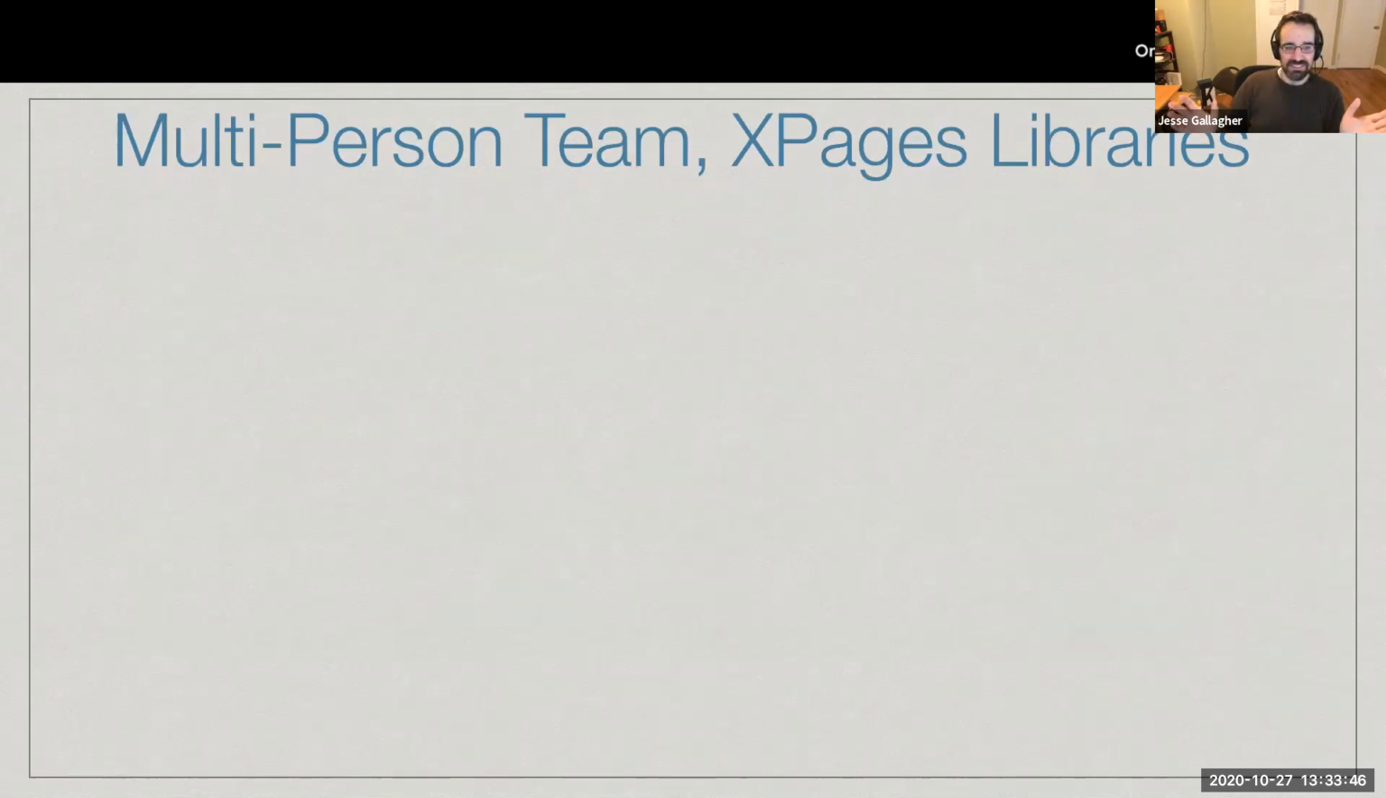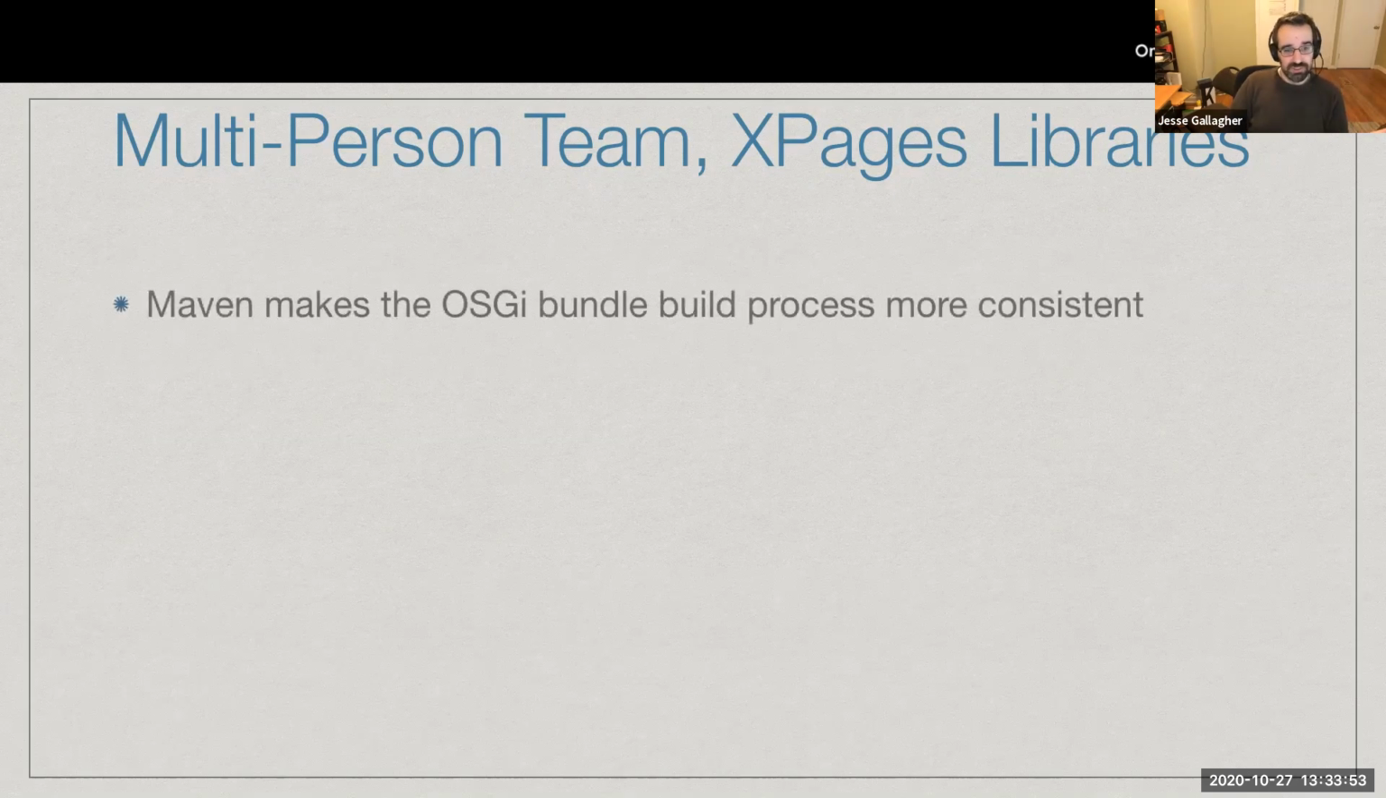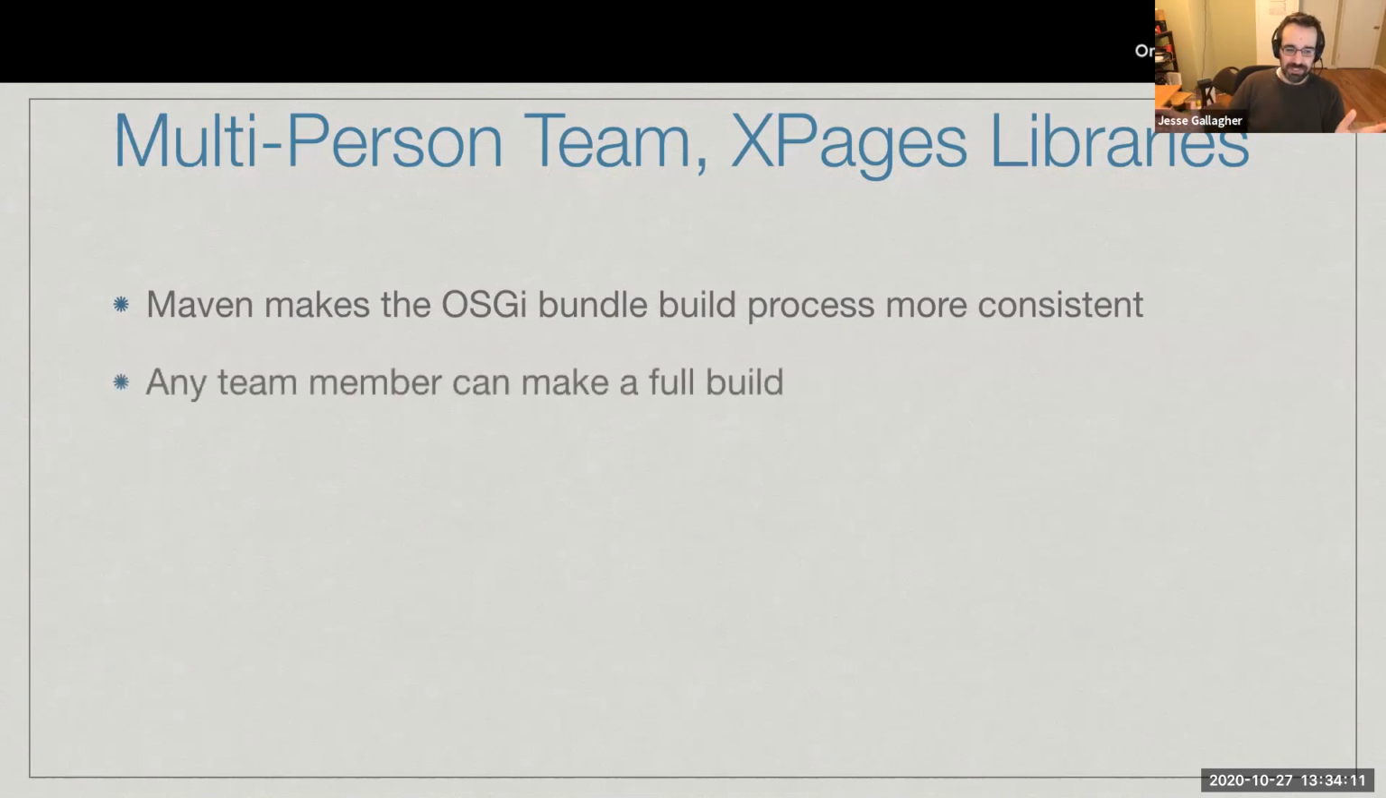Now, the other case is essentially one of my main clients: multi-person team, XPages libraries. Maven makes the OSGi bundle build process more consistent. If you've done Maven with OSGi, you've encountered Tycho, and it makes all of that more consistent for you, because, much like dealing with Designer, if you deal with Eclipse without Maven, it has its own kind of weird ways of doing things. One nicety is that any team member can make a full build.